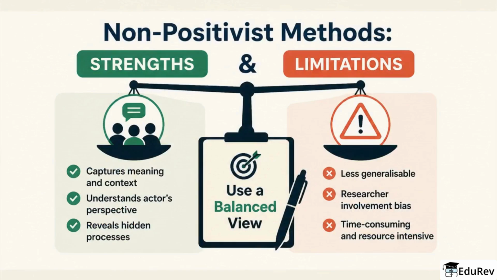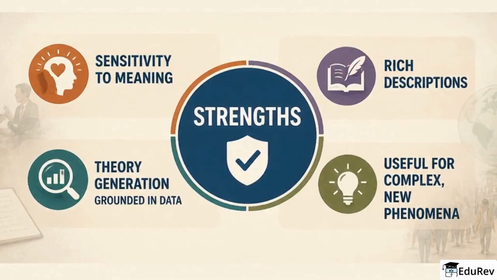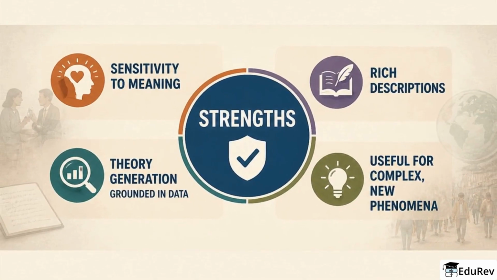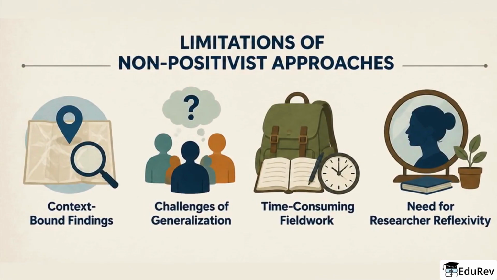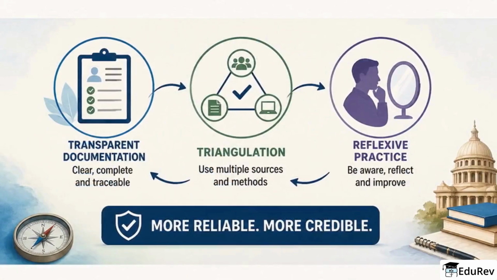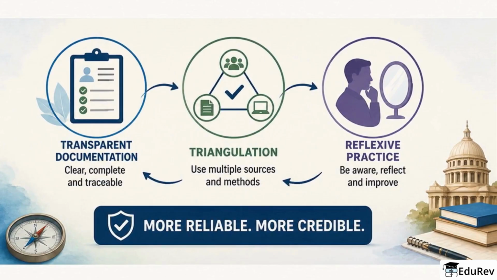Now, a balanced view. Non-positivist methods have strengths and limitations you must mention in answers to score higher. Strengths include sensitivity to meaning, rich descriptions, theory generation grounded in data, and usefulness for complex new phenomena. Limitations include context-bound findings, challenges of generalization, time-consuming fieldwork, and the need for researcher reflexivity. Be ready to point out how transparent documentation, triangulation, and reflexive practice can improve reliability and credibility.